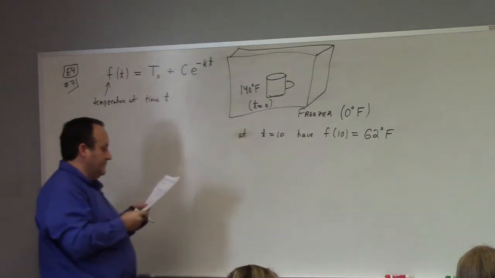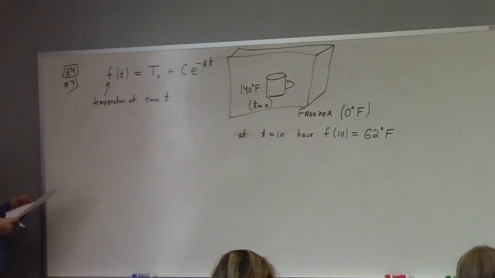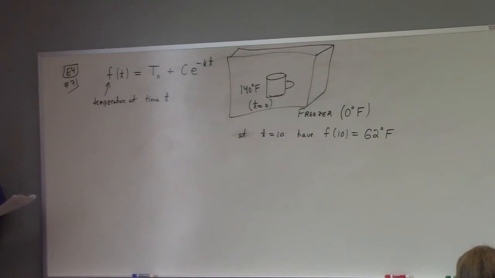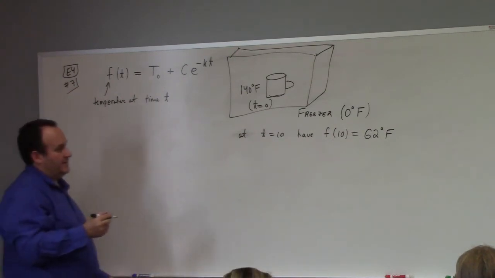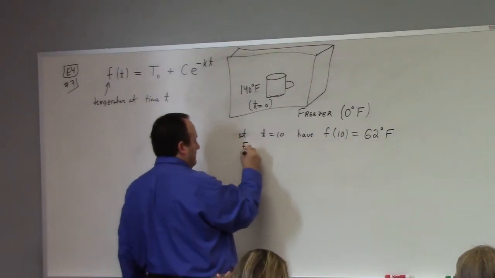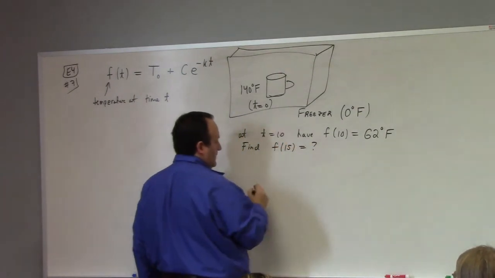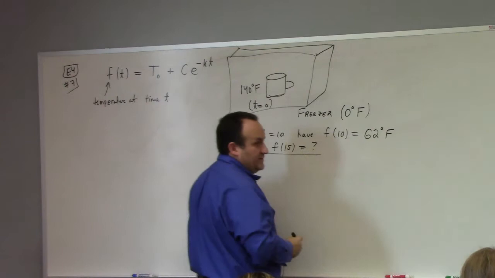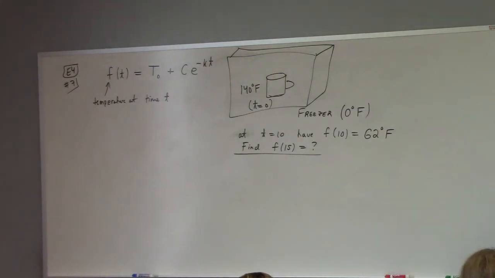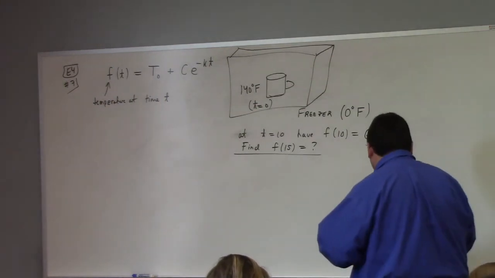All right. And then the question is, use Newton's law of cooling to find the coffee's temperature after 15 minutes. So find the temperature at 15 minutes. That would be F of 15, right? The trouble here, of course, is that you don't know at the start what T sub 0 is, what C is. So let me explain that to you.